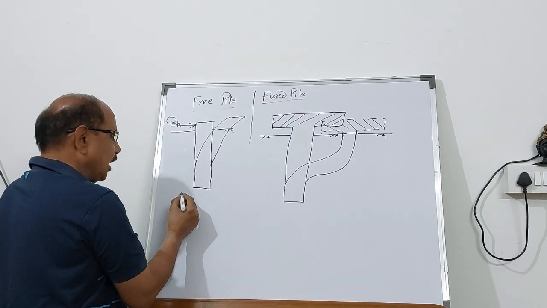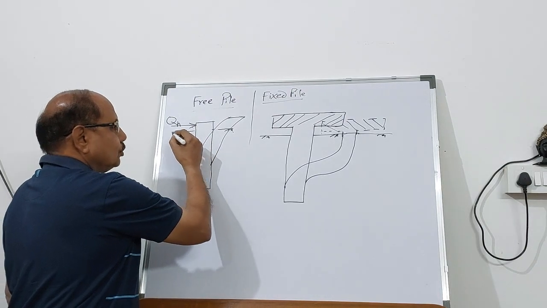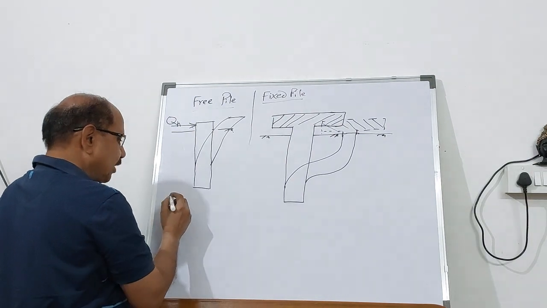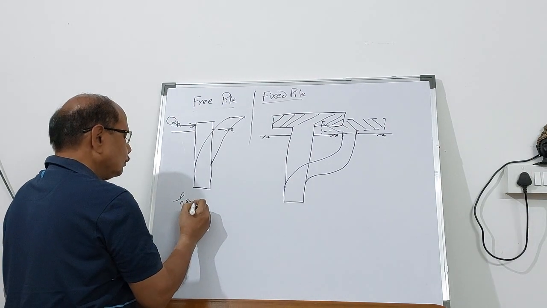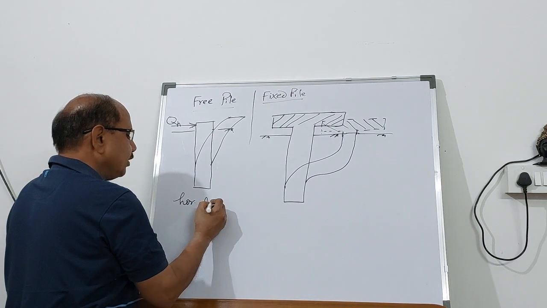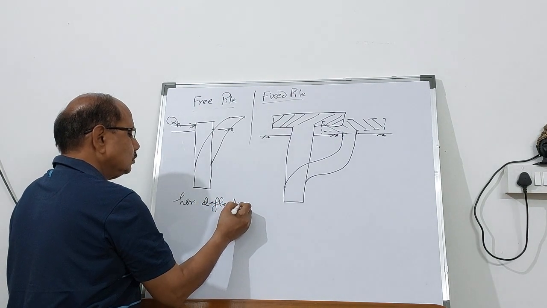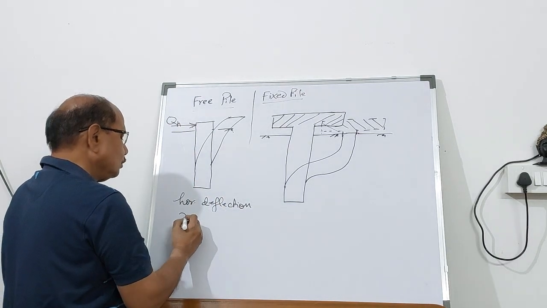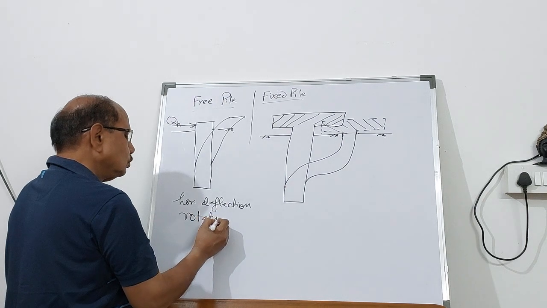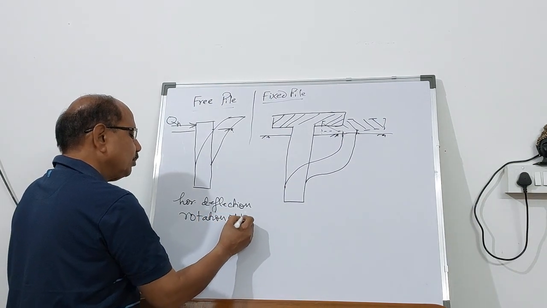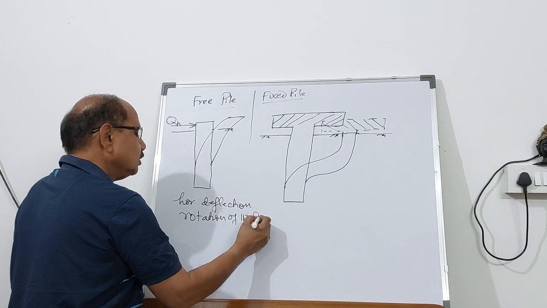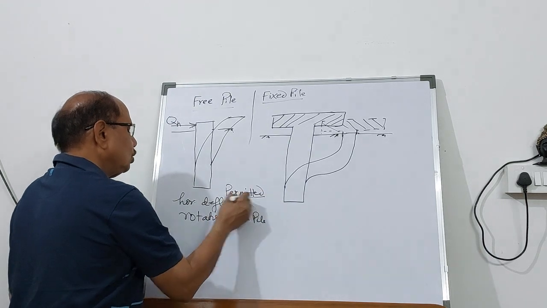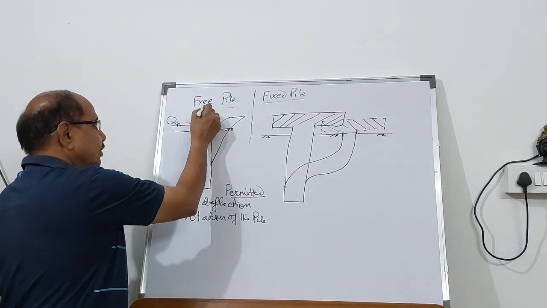So here in free pile, you permit the horizontal displacement or horizontal deflection, as well as rotation of the pile. This is permitted. And if it is so, this pile is called a free pile.